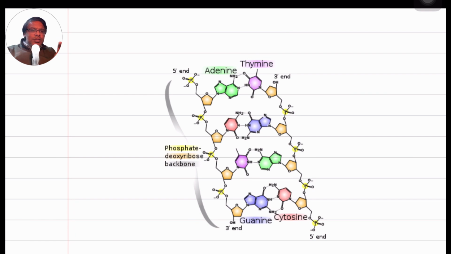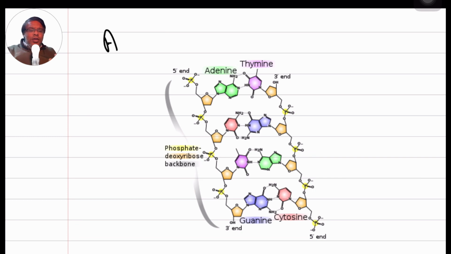Now you can see the structure. At the 5' end you have the phosphate group, and at the 3' end you have the OH group. Between adenine and thymine you have 2 hydrogen bonds, and between guanine and cytosine you have 3 hydrogen bonds. These hydrogen bonds give stability to the DNA.